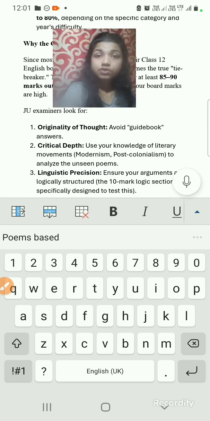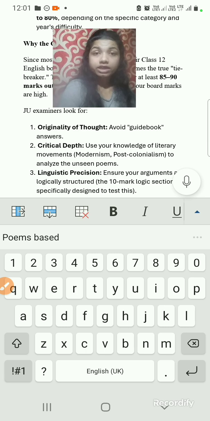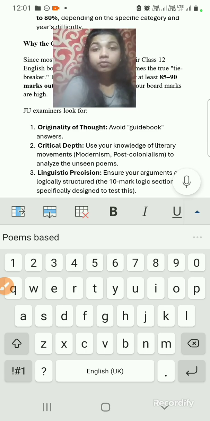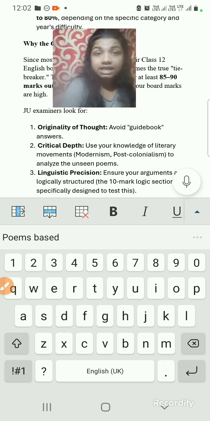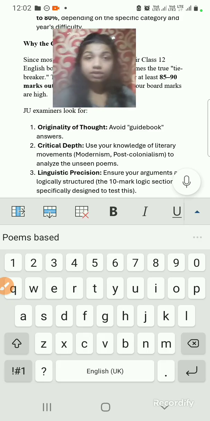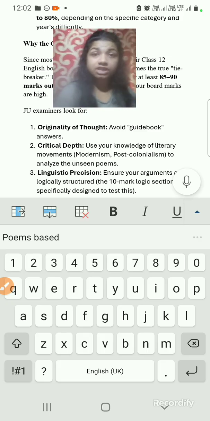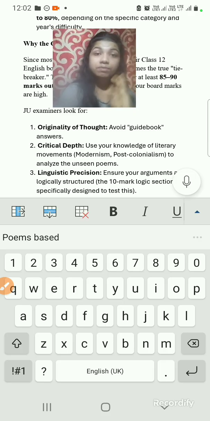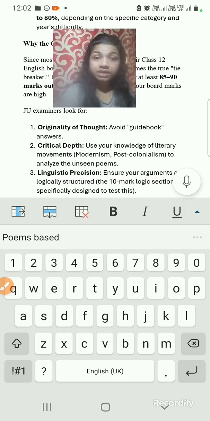So what do examiners look for? Originality of thought. They look for your thinking to be original. You should have critical depth. The thing which you are seeing through the lens, people are usually not seeing. This is what they expect. They expect the eye to see, that eye not seeing the visual things only, but seeing something beyond this. Then linguistic precision. They look for things related to metaphor and rhetoric, which you should know.